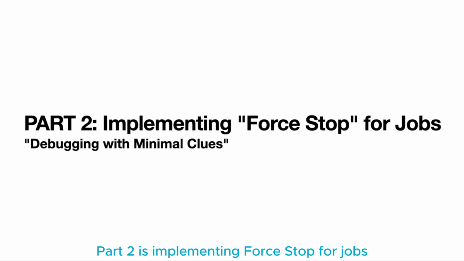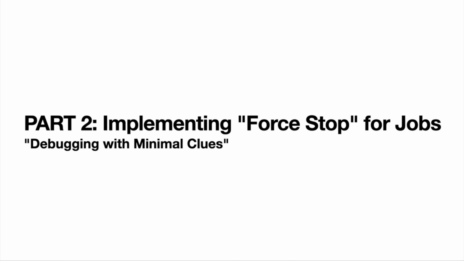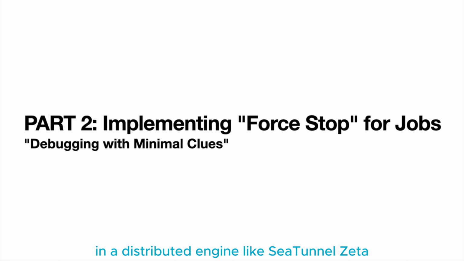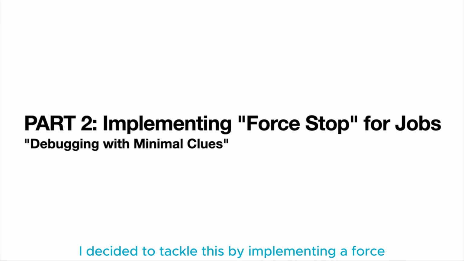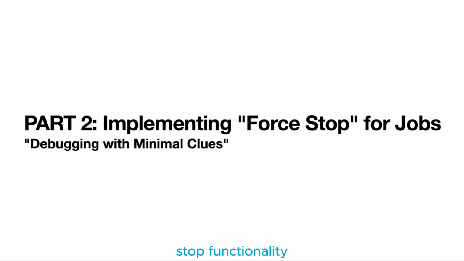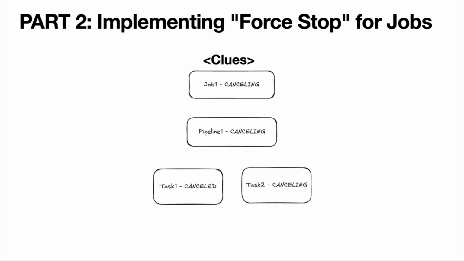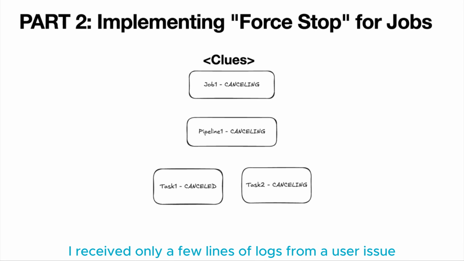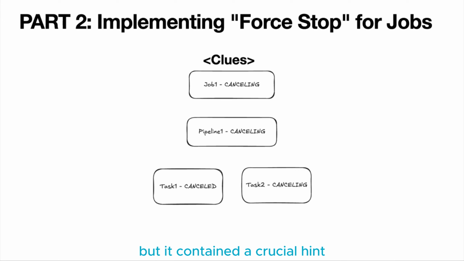Part 2 is implementing force stop for jobs. In a distributed engine like SeaTunnel Zeta, we expect jobs to finish or cancel gracefully, but sometimes they get stuck in a limbo state. I decided to tackle this by implementing a force stop functionality. The most challenging part of this task was the lack of debugging information. I received only a few lines of logs from a user issue, but it contained a crucial hint.